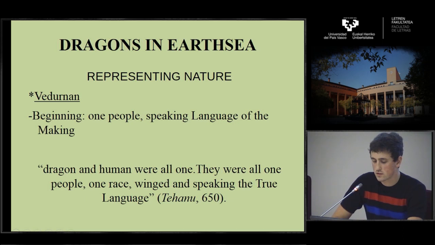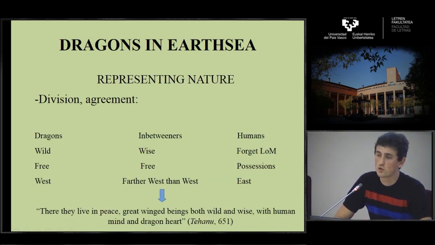However, there's a critical historical event, as you can see here, called the Vedurnan, which is some sort of a division or agreement within this original race. What happens is that this race is going to branch out into several different races. For example, we have those who would gradually tend to be interested only in the winds and flying, so that these would be the ones gradually becoming dragons as we know them today.